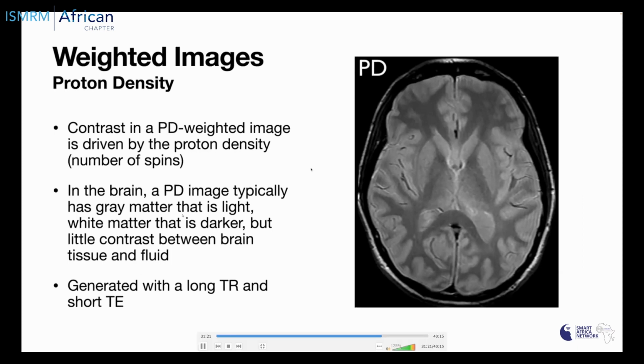The way that we generate a proton density weighted image is by choosing parameters so that we're insensitive to both T1 and T2. So we use a long TR so that we have full T1 recovery, and a very short TE so we don't have much T2 decay.